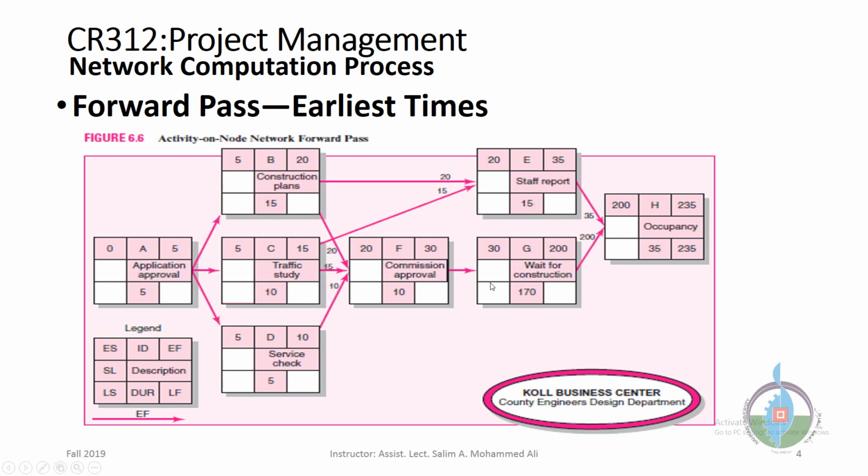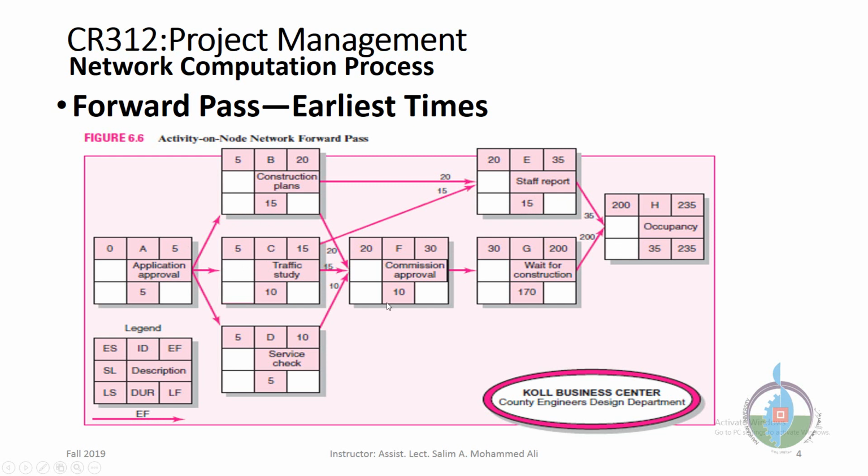But you have to see that to finish E, you just need 35 days. But to finish G, you have to do 200 days. So A, B, E, H will be cancelled. It's not considered a critical path. So the only critical path here is A, B, F, G, H.